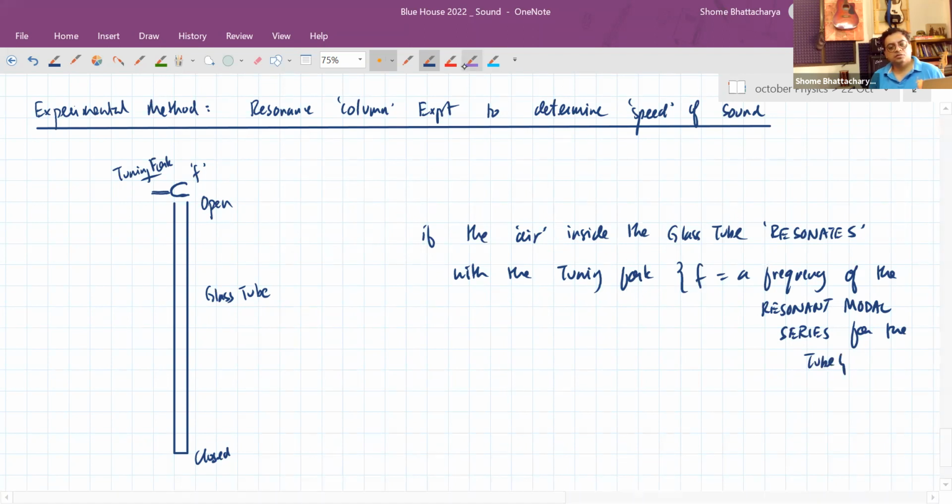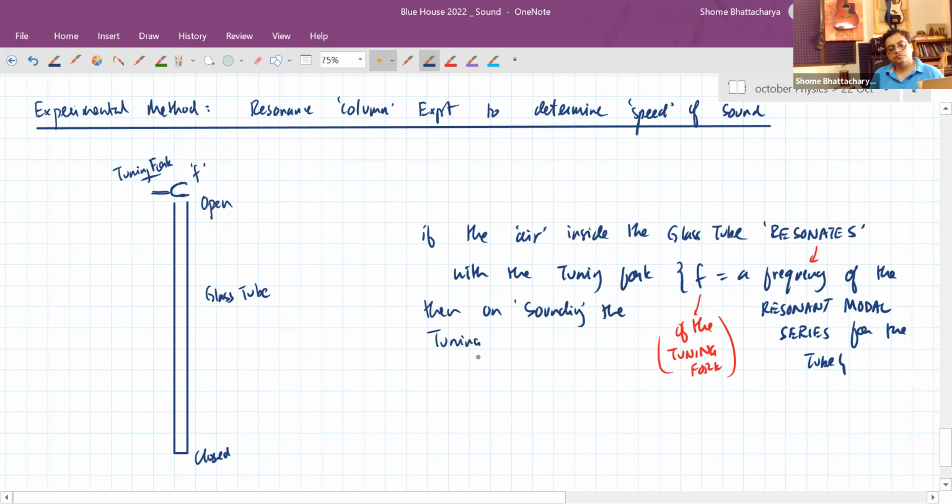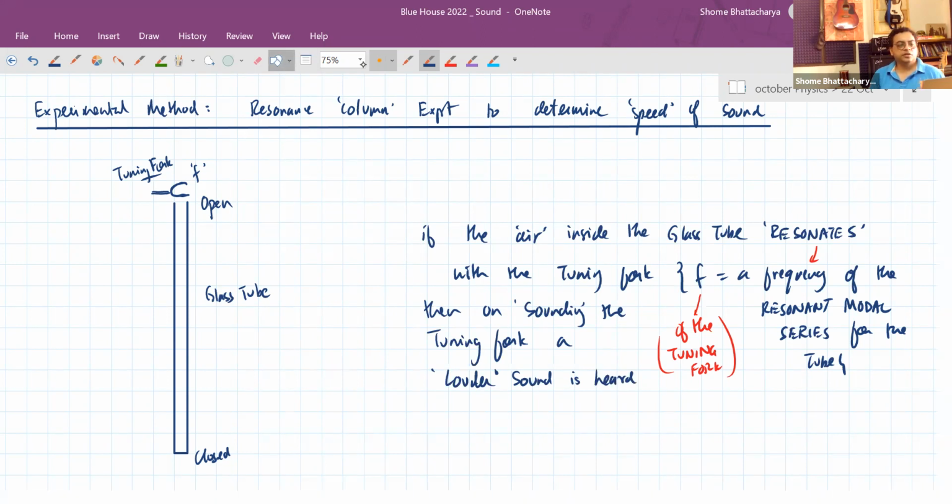The meaning of resonance is this: if the frequency of the tuning fork equals one of the resonant modal frequencies for the tube, then on sounding the tuning fork, a comparatively louder sound is heard. This phenomenon is called resonance, as you know.